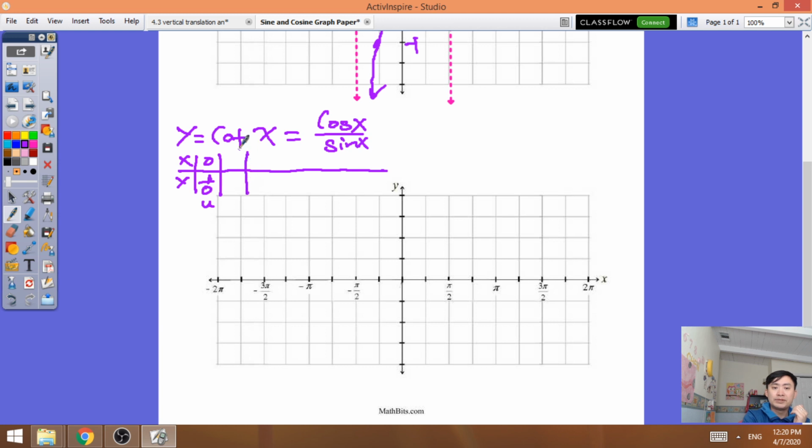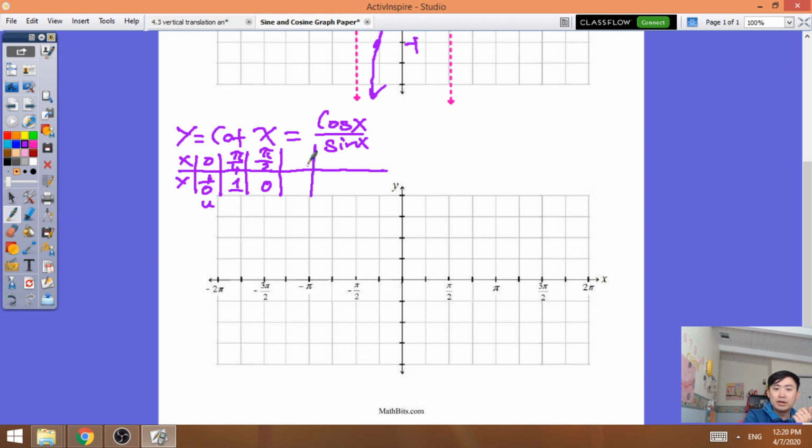And then the next position, let's put in pi over 4. So cotangent of pi over 4, we do know that it's 1, same as tangent of pi over 4. And then the next position, we do have pi over 2. So cotangent of pi over 2 is 0, because cosine of pi over 2 is 0, and sine of pi over 2 is 1, so 0 over 1, so 0.